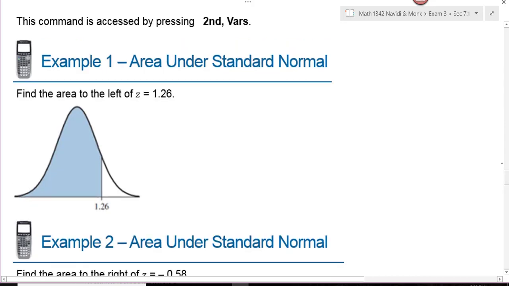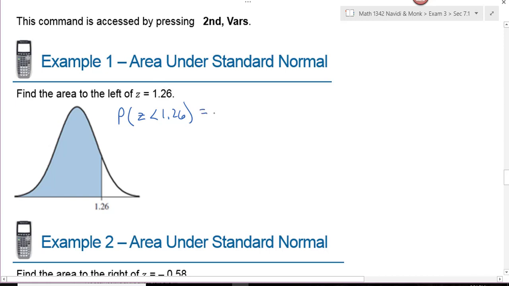Let's use that now to find the area to the left of z equals 1.26. Whenever you're given these problems, you want to have a picture. If one is not provided, you draw the picture. And we'll see some examples where we actually have to do that. The way this would look in symbols is I would ask you what is the probability that z is less than 1.26. This is saying the same thing as what I have written out in text.